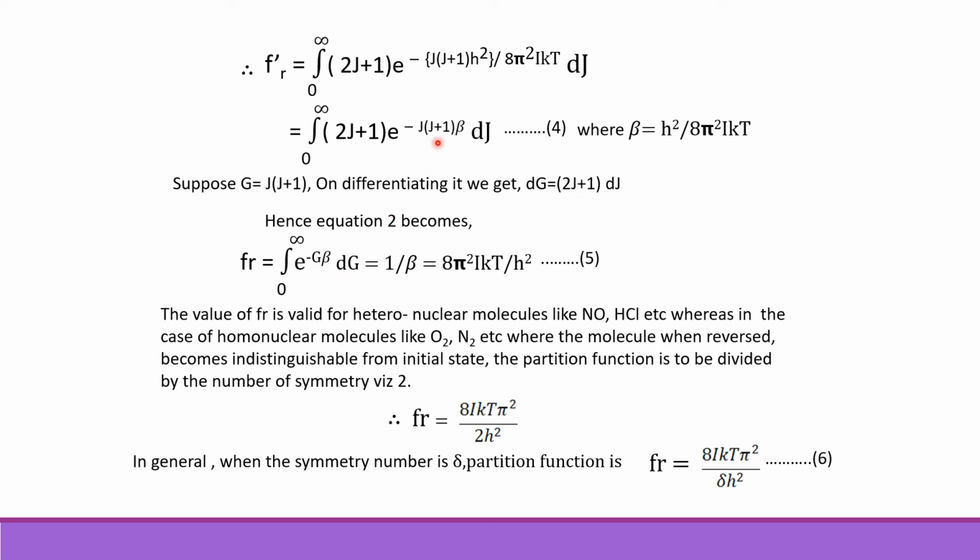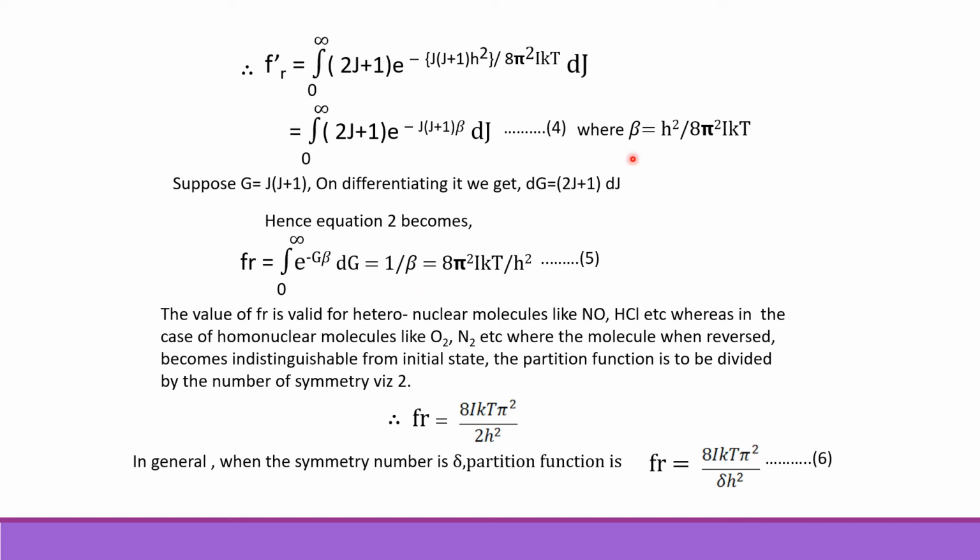So here we have assumed that j(j+1) is g, and (2j+1) dj comes out to be dg. In this equation, for (2j+1) dj we have written dg, and for j(j+1) we have written g. So the equation reduces to a smaller form. Fr is equal to integral 0 to infinity e raised to the power minus g beta dg, and the value of this according to the standard integral formula comes out to be 1 upon beta.